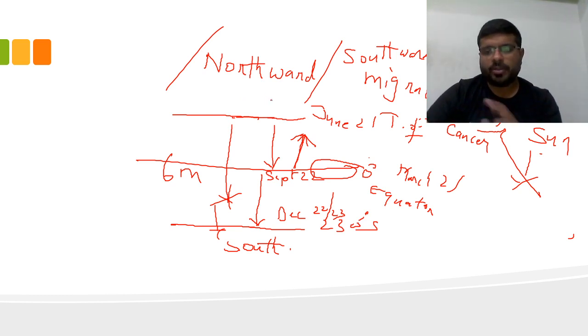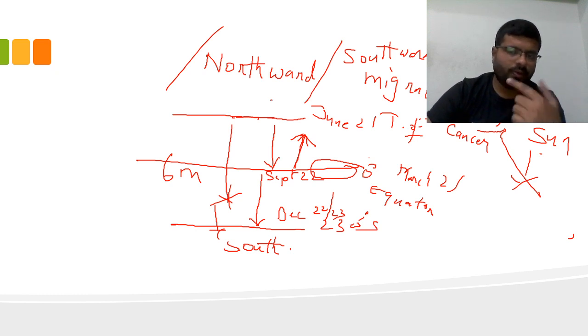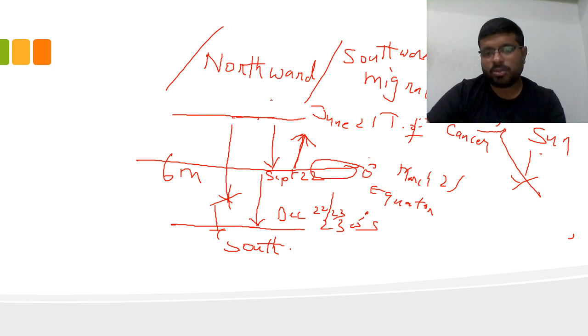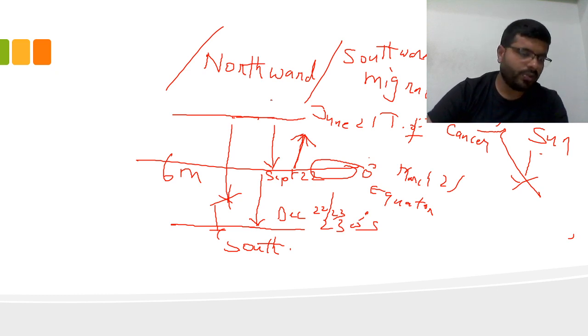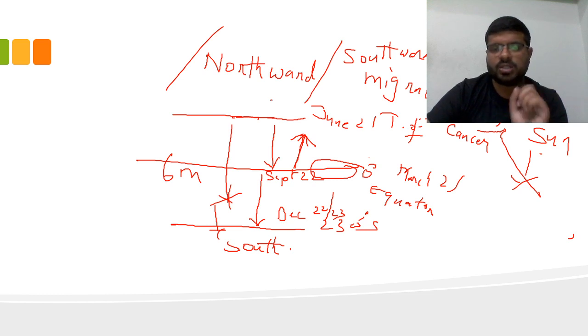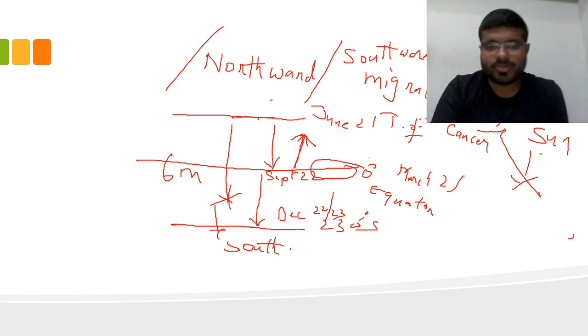So what is happening from June to December? The vertical rays of the sun are migrating south. What is happening from December to March? Vertical rays are moving north from the Tropic of Capricorn in the southern hemisphere. We are moving north. So this is what you need to remember. Whenever you hear the words northward migration of the sun or southward migration of the sun, please remember these points.